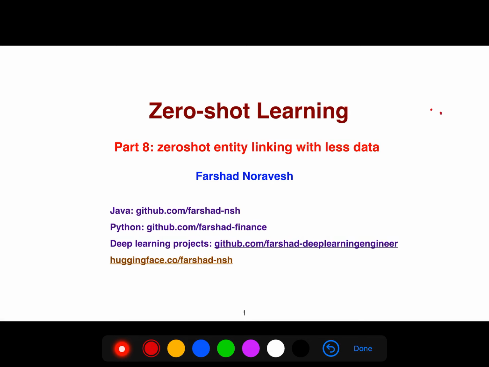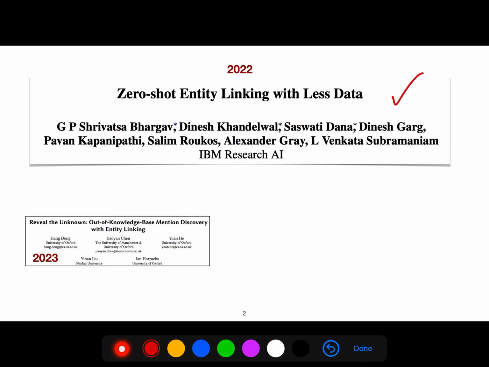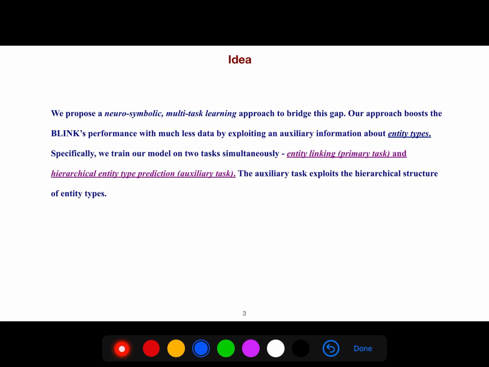So in this lecture, I'm going to be talking about a very beautiful article from IBM, which is called Zero-Shot Entity Linking with Less Data in 2022. And this is a positive sample. It's very related to that. The idea is that we propose neurosymbolic multitask learning to bridge this gap. Our approach boosts the BLINK's performance with much less data by exploiting auxiliary information about entity types.